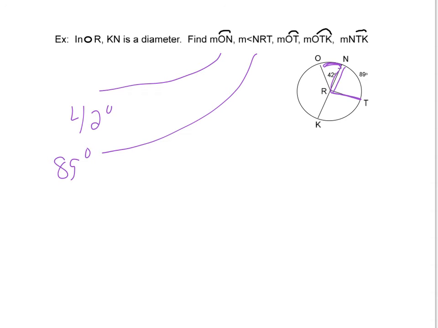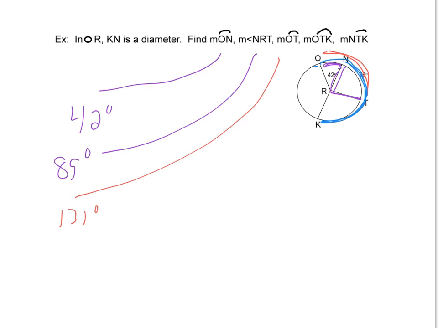Measure of arc OT, that would be this guy right here in red. It's going to be 42 plus 89, which I believe is 131. Okay, measure of arc OTK. OTK would be this arc right here. It'd be a major arc in blue. I'm sorry, let me go back. Measure of arc OTK in blue would be this guy.